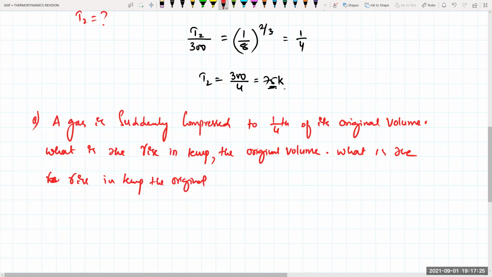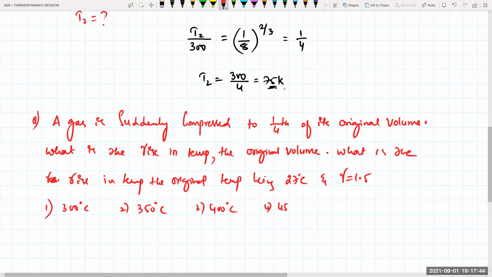The original temperature being 27 degrees centigrade and gamma value is given as 1.5. I'll give the options: 300 degrees centigrade, second one is your 350 degrees centigrade, third one is your 400 degrees centigrade, and fourth one is your 450 degrees centigrade.